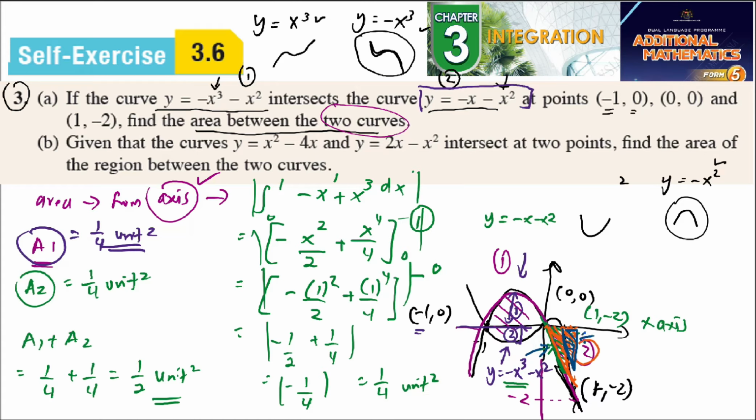But if you want to do one by one, you do y2 dx minus y1 dx, you will still get the same answer as when you combine. Why? Because this one is 0 to 1, this one is 0 to 1, so it's actually the same, so you can just directly combine 0 to 1. Okay.